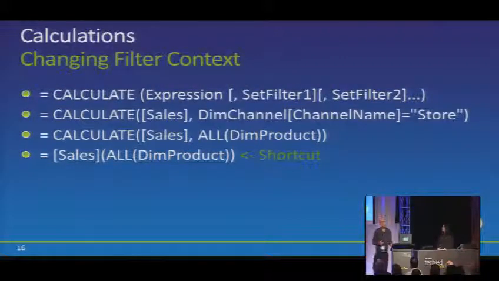So the only other thing you need to know at this point is that there is another function called calculate, which you can use to change that context. So what you can do is you can say equals, calculate, opening bracket, a particular calculation, comma, and then one of the change context functions.